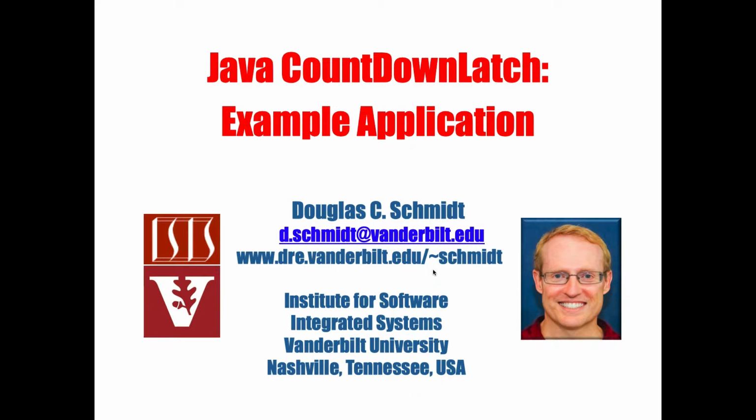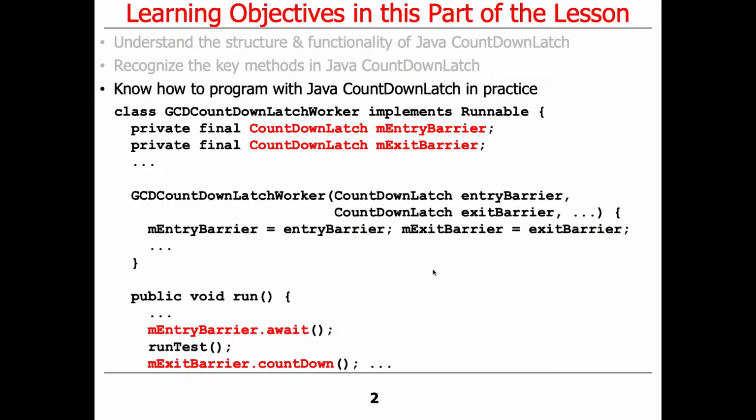So the last thing I want to do when we talk about the countdown latch is show you an example application to illustrate how it works in practice. We're going to illustrate this using a kind of fun program I've written, which you can download, which shows how to use the countdown latch as an entry and an exit barrier to control when a group of threads start to run and when those group of threads finish.